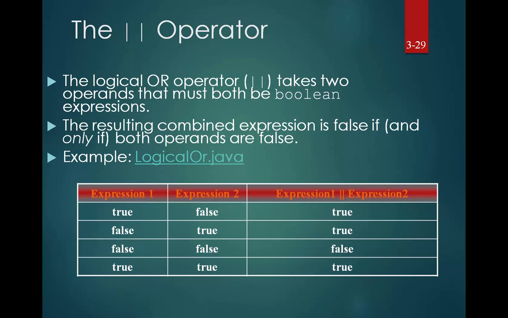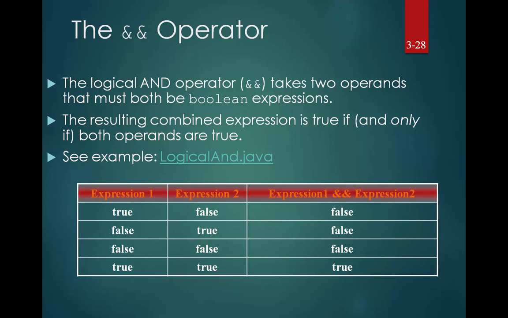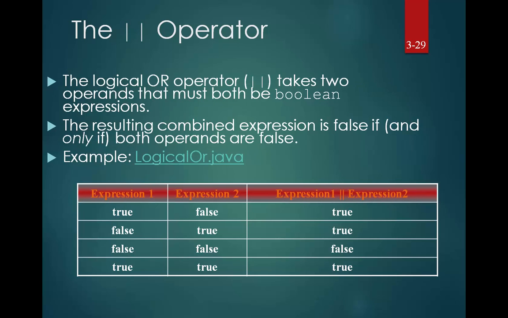The OR operator has a different pattern. So I want you to notice the patterns here. In the AND operator, it's true in one case and false in all three other cases. In the OR operator, it's a little bit different. It's false in only one case and true in all the other cases. So if expression 1 is true and expression 2 is false, the whole thing is true. Again, if either of the sides is true, then the whole thing is true. Even if both of the sides are true, then the whole thing is true. But if both sides are false, the thing is false.